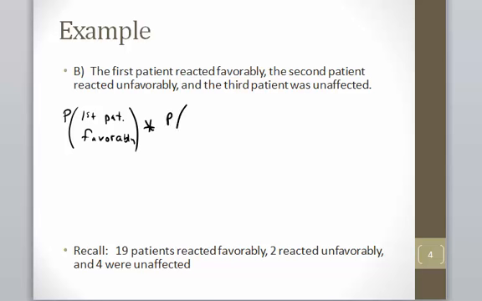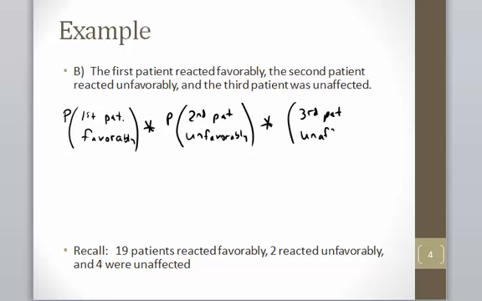The second patient we want to react unfavorably, and another multiplication, we want the third patient to be unaffected. And so let's look at each of these probabilities. What's the probability that the first patient reacts favorably? We know that there are 25 patients in all at the beginning, and we know that 19 of those patients react favorably.